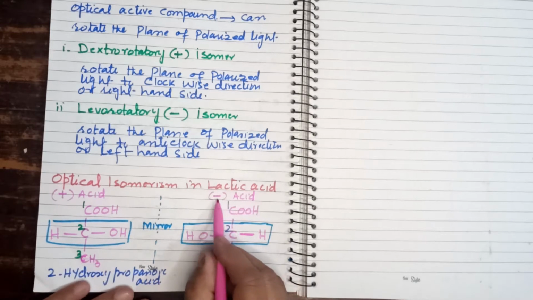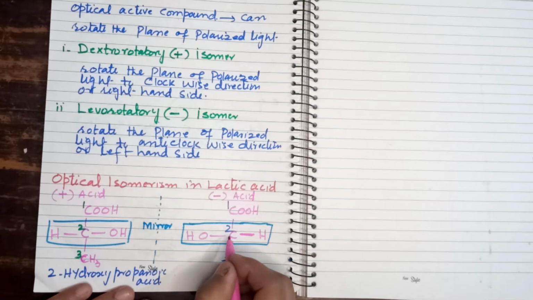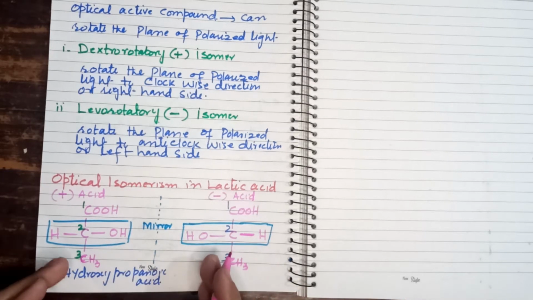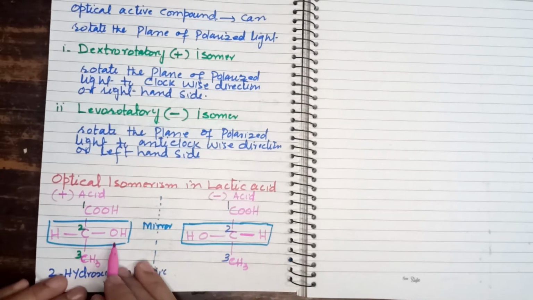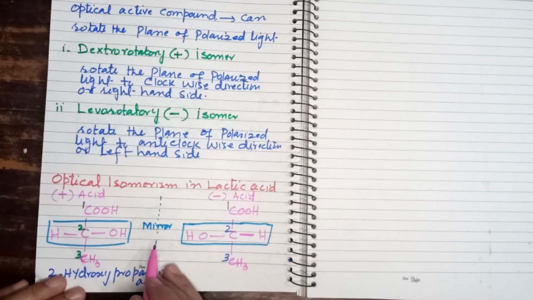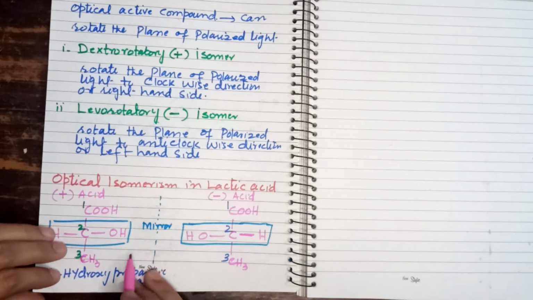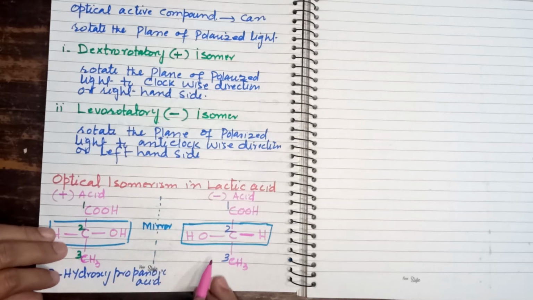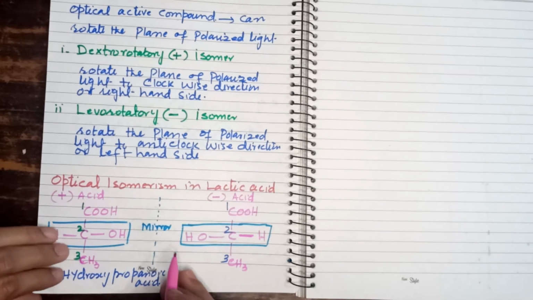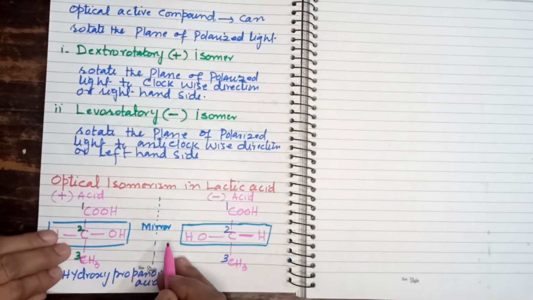Similarly, here minus acid, minus shows this is the Laevorotatory form of lactic acid. It can rotate the plane of polarized light to left hand side, right, students? And both these forms are optical active and they are mirror images of each other. So mirror images of these optical active compounds are known as enantiomers. We use a new term, enantiomer.